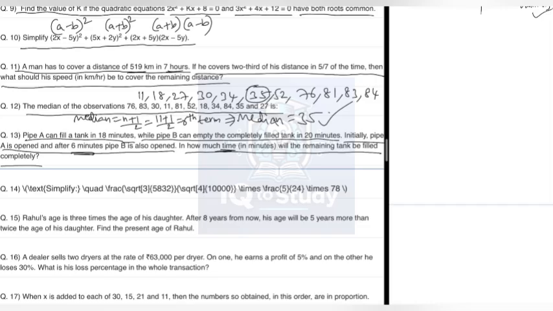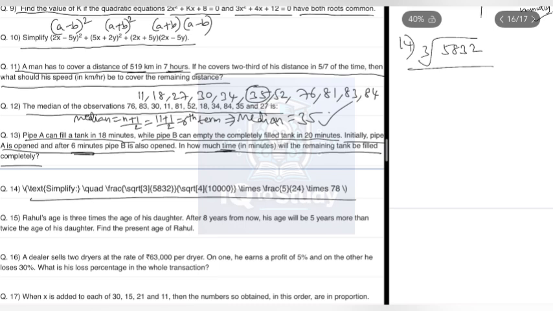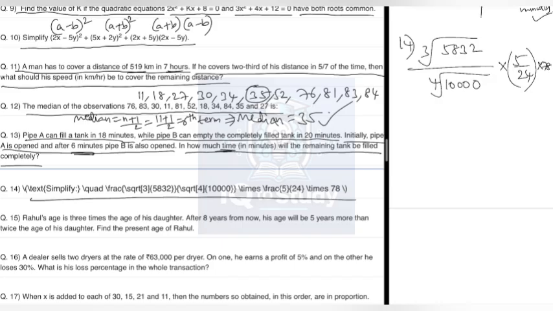Simplify the equation. Third root of 5832 divided by fourth root of 10,000 into 5 by 24 into 78.